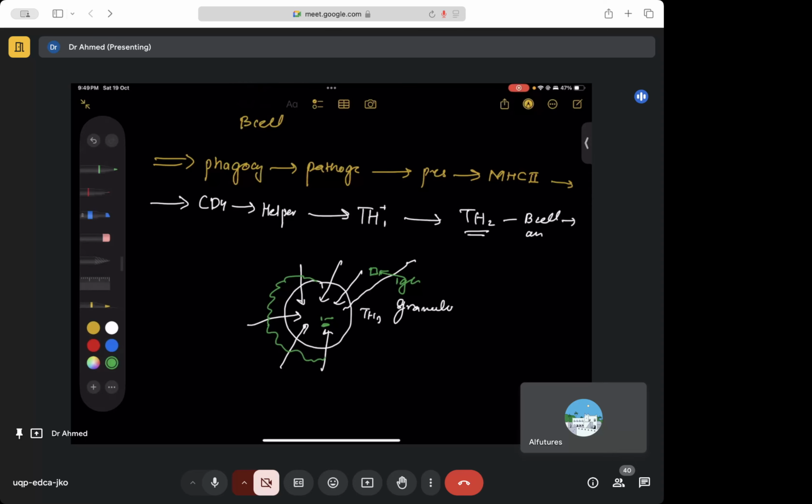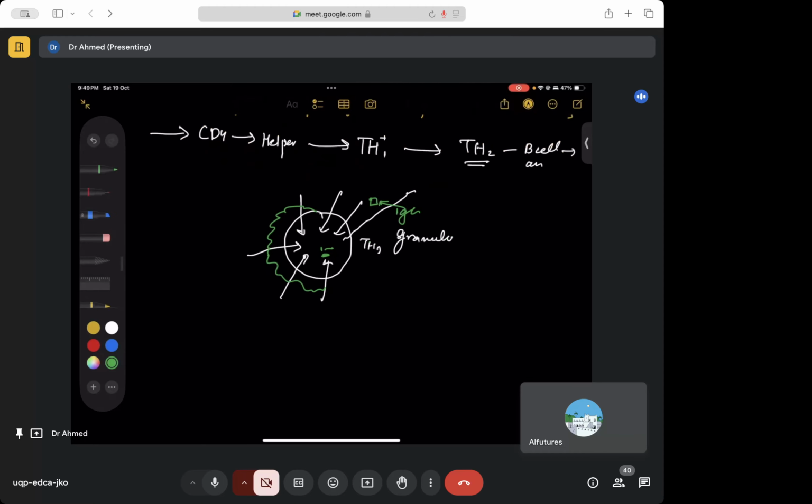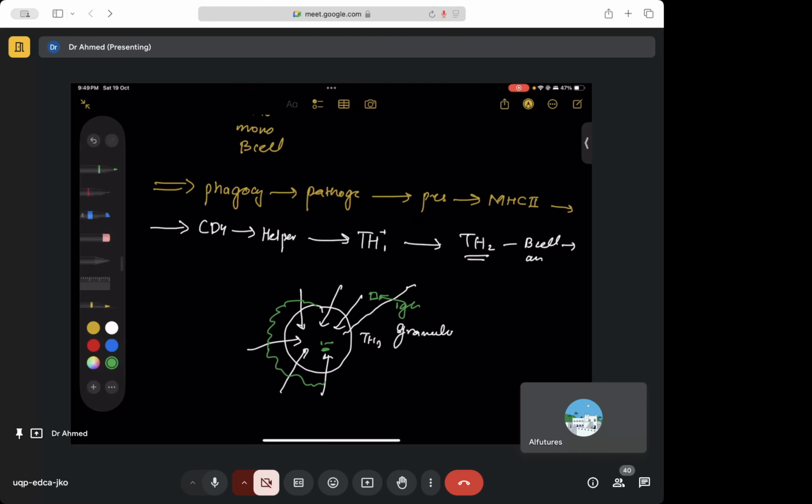TH1. Perfect. Whenever we have an extracellular organism, which response, TH1 or TH2? TH2. And now you know why: the antibodies cannot enter inside your cell in order to destroy that organism. Sir, can you repeat intracellular and extracellular again?